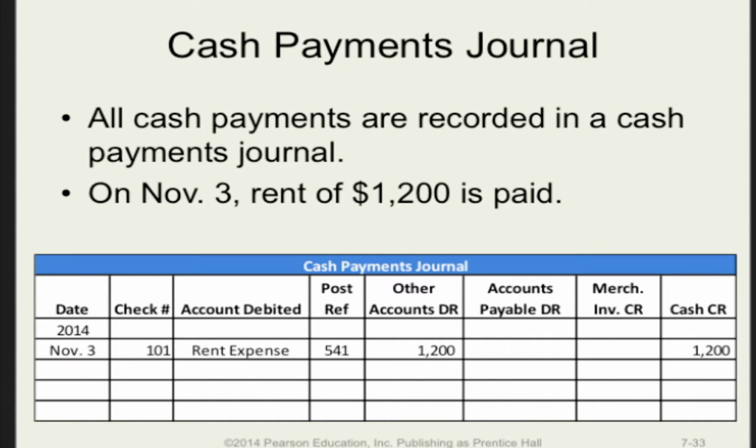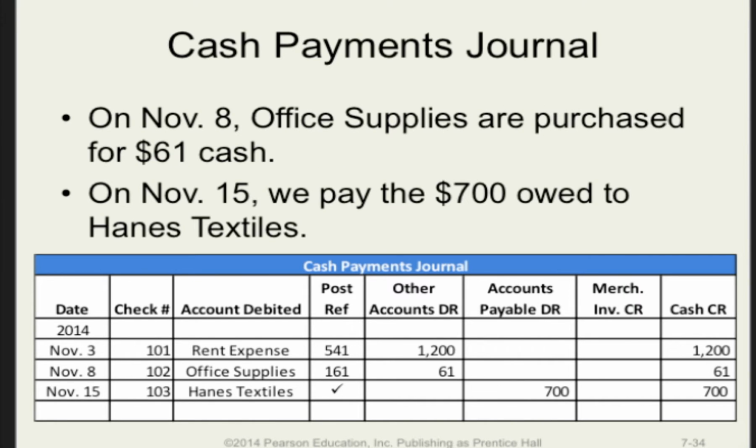The cash payments journal is used for all cash payments. On November 3rd, rent of $1,200 is paid, so we enter $1,200 in the other accounts debit column and $1,200 in the cash credit column. On November 8th, we purchased office supplies for $61 cash. Enter $61 in other accounts debit column and $61 in cash credit column. On November 15th, $700 is paid to Haynes Textiles against an account payable to pay it off. Enter $700 in the accounts payable debit column and $700 in cash credit column.